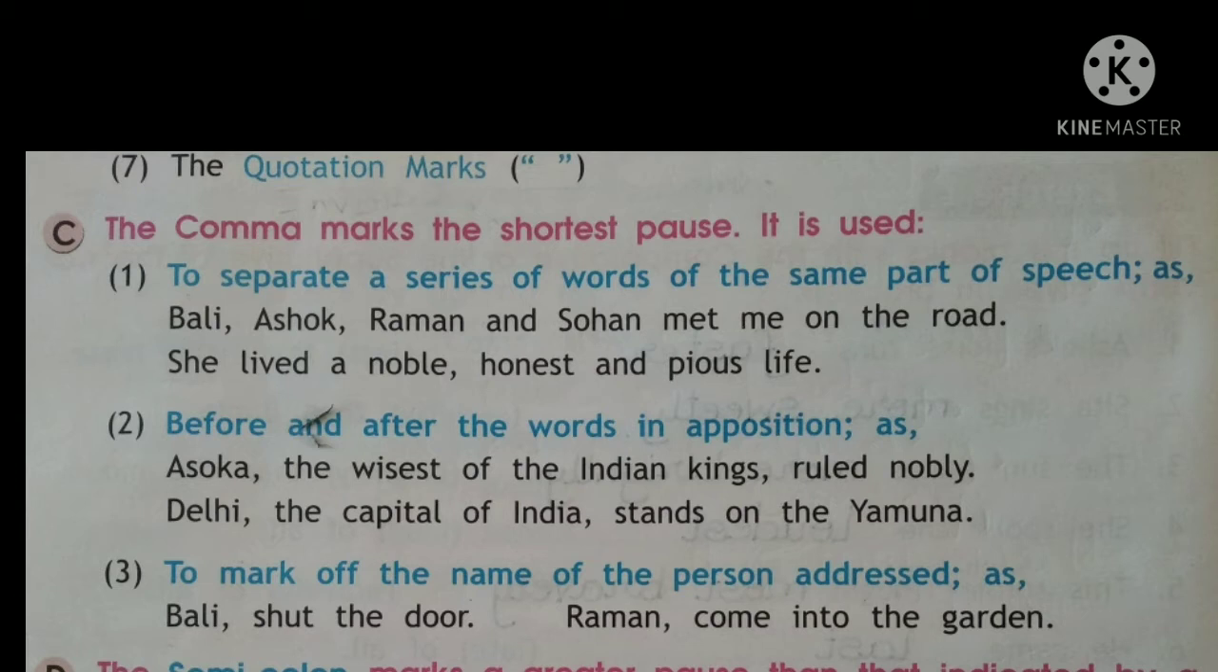The third is to mark off the name of the person addressed. Address means how we call the person. Sometimes we show respect and call the person sir or madam. For example: Bali, shut the door. Here we are ordering Bali, a person denoted by his name, so we separate it and then give the command. Raman, come into the garden. Here we are calling a special person by his name, so we separate it with a comma.